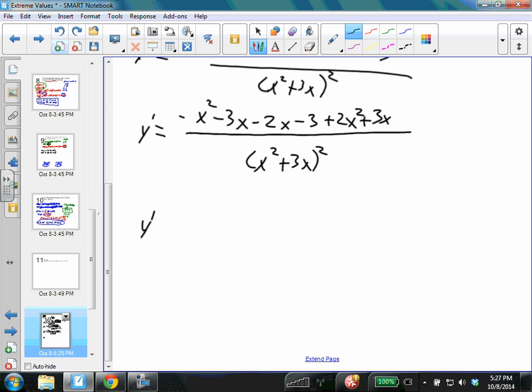So y prime is equal to, okay? And now if I combine my x squareds, I just get a positive x squared. Here's a negative 3x, a negative 2x, and a positive 3x. Well, the negative one and the positive one will cancel. We just get negative 2x's left. And then minus 3.